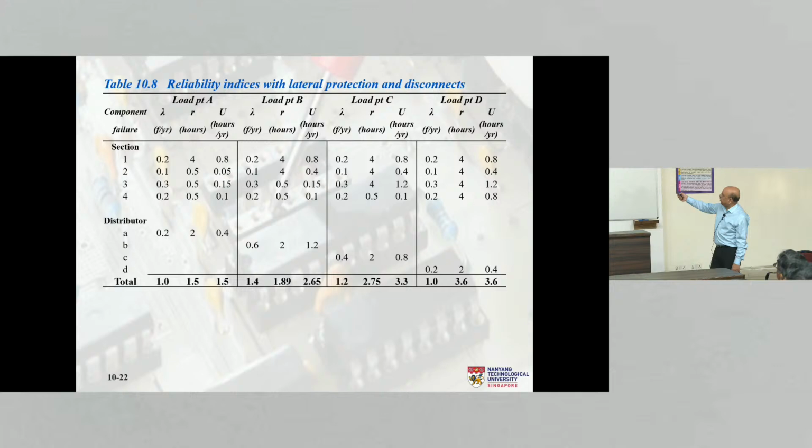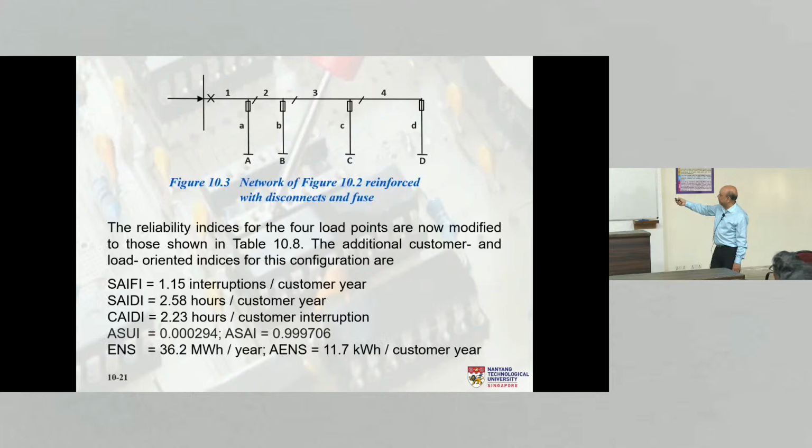So let's come to load point B. Load point B, first section failure, you need to repair. Second section failure, you need to repair, right? If you're still not sure, let's go back here. Now we are looking at load point B. If there is a fault on section 1, the breaker goes off. You have to repair section 1, right? No choice. If there is a fault on section 2, the breaker goes off, and you can't open this because you still cannot supply load point B. So you have to repair section 2, correct?